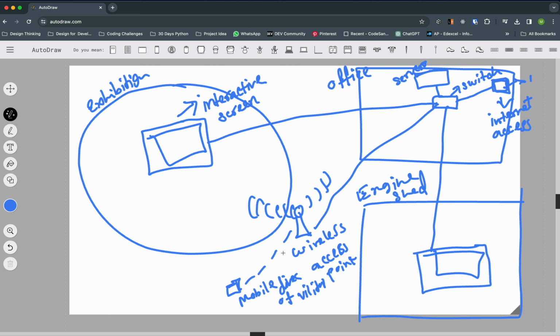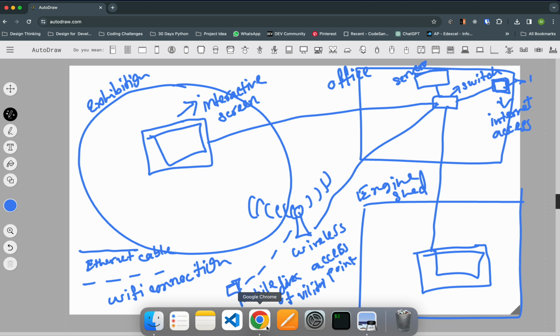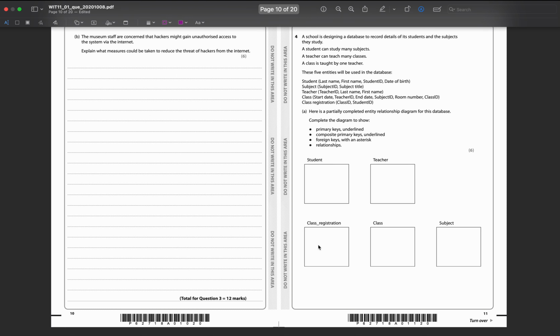And now we also need to, they said that we also have to explain about the cable. So this one is an Ethernet cable. For the internet we are using an Ethernet cable, and this one is the Wi-Fi connection. This one is actually waves. Yes, so this is the diagram. I think you guys can understand what I'm trying to explain here. So okay, then move to the next question.